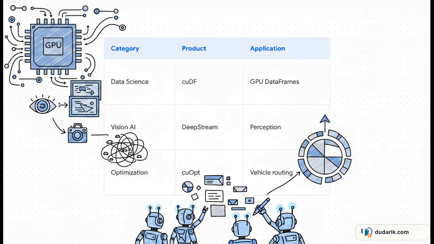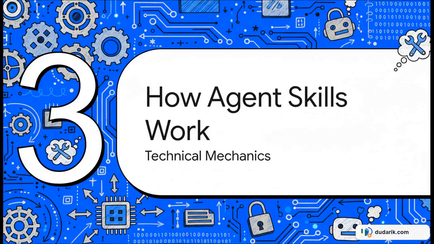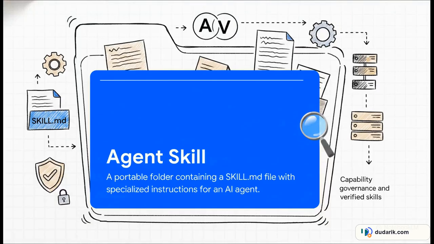So how is all of this actually structured? Let's transition over to the architecture. Section 3. How agent skills work. Technical mechanics. Think of an agent skill kind of like a highly secure recipe card tucked inside a portable folder. Inside that folder is a skill.md file containing YAML metadata, things like the name and the description of the skill, along with the specialized instructions for the agent itself.